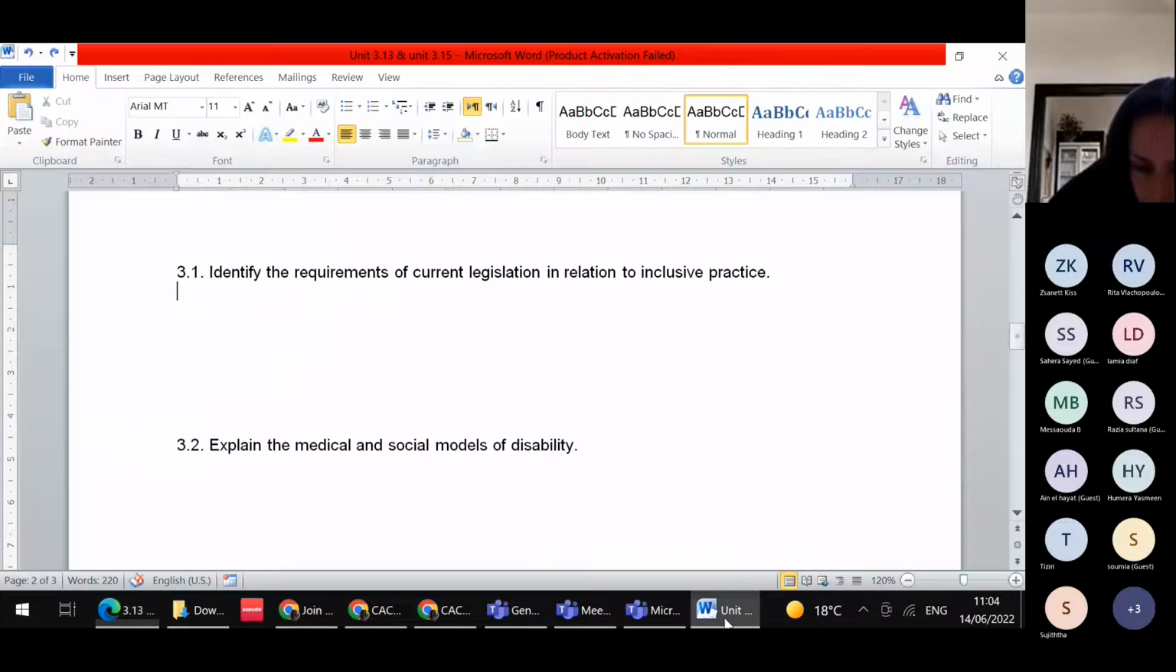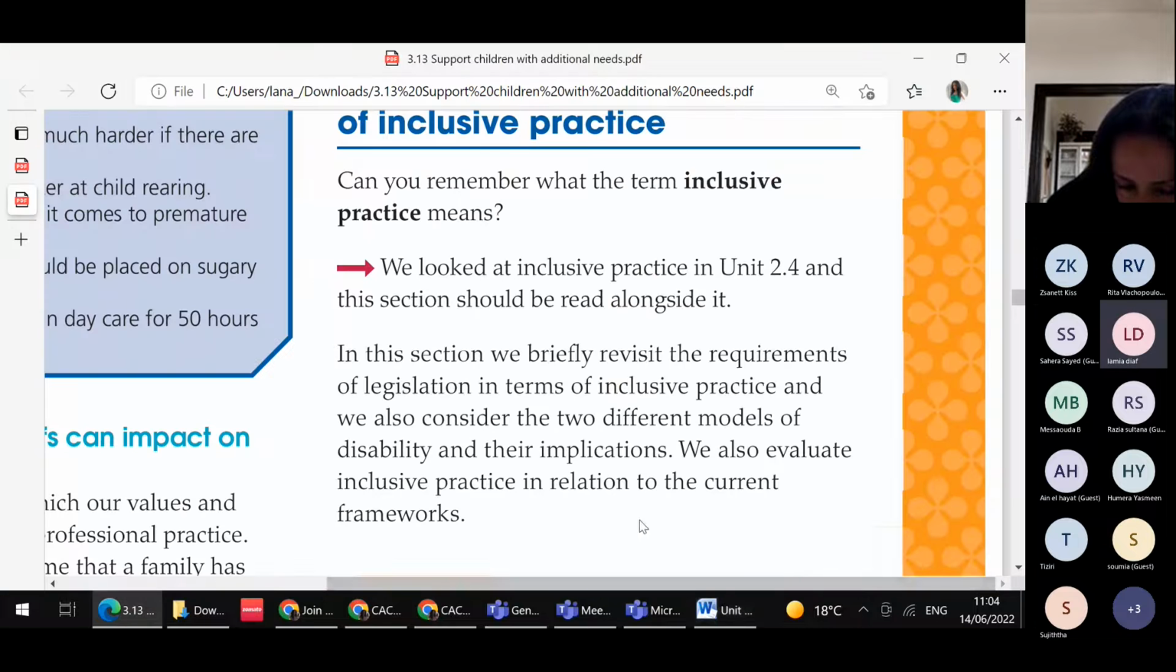What legislation would affect the inclusive practice? We should make sure that everyone is included in the activity, disabled or not. Very good. Excellent. The health and safety of the kids as well. And which kind of legislation would affect that?